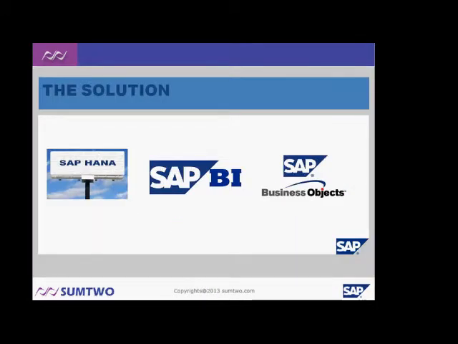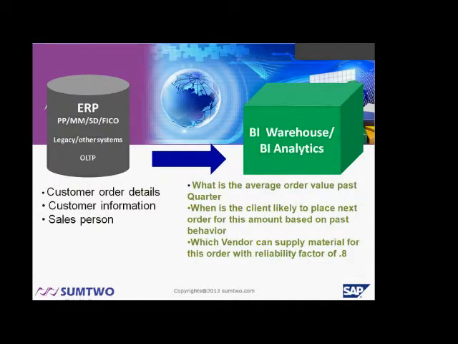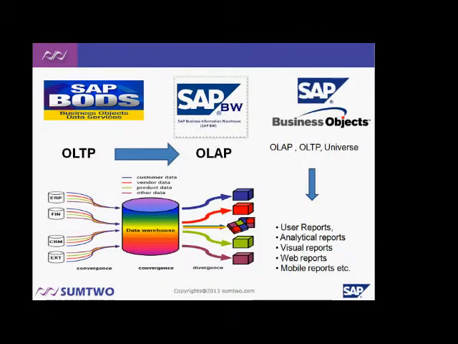Now let's get into the details about HANA BI and BO. The OLTP data is represented in the form of cylinders, whereas the data which is used for analytics is represented in the form of cubes. This process is basically a two-step process, where in the first step we convert the OLTP data into OLAP data using SAP BI or BW.